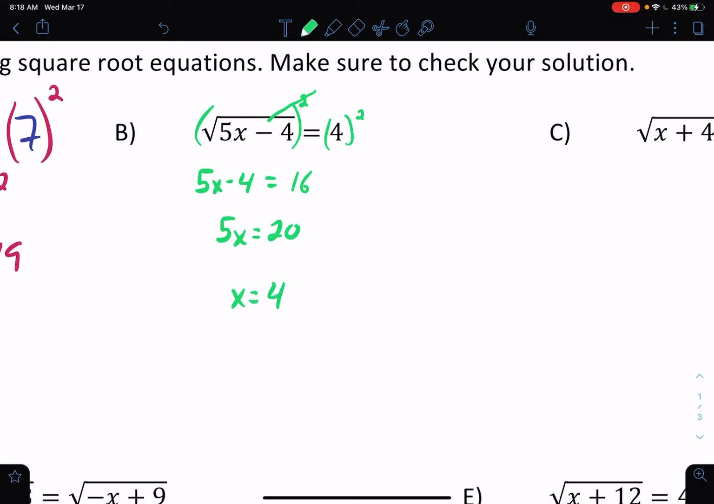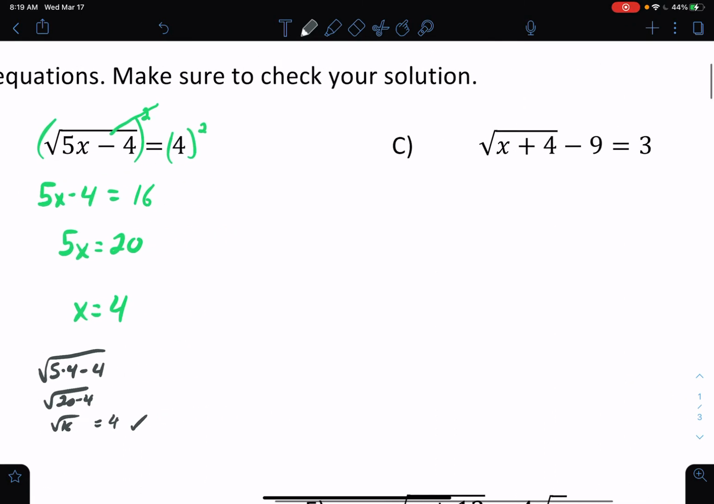Okay, now, we need to get used to checking our answers. So if x is equal to 4, we got 5 times 4 minus 4. 5 times 4 is 20. 20 minus 4 is 16. Square root of 16 is 4. So this works out, but we have to make sure we're checking our answer. Even if we're checking it in our calculator, that's fine. Just check that x to make sure that it works.